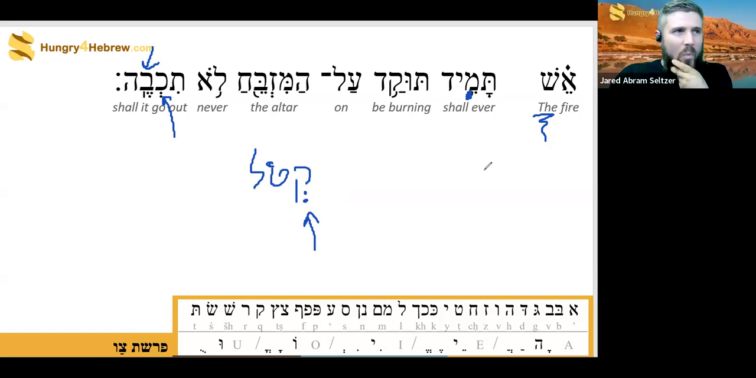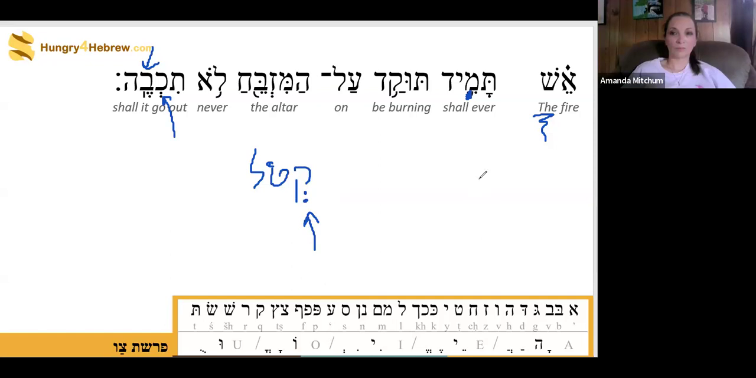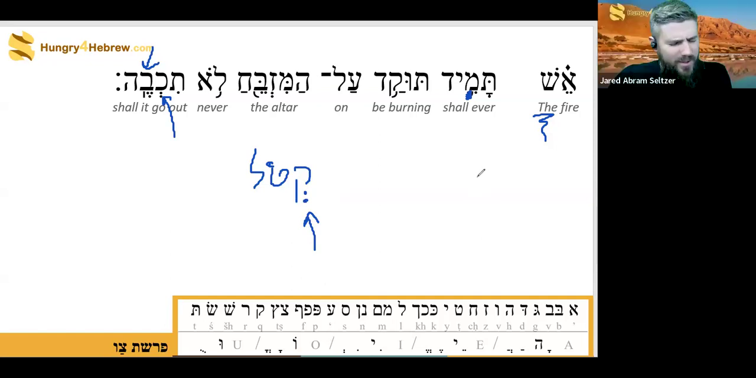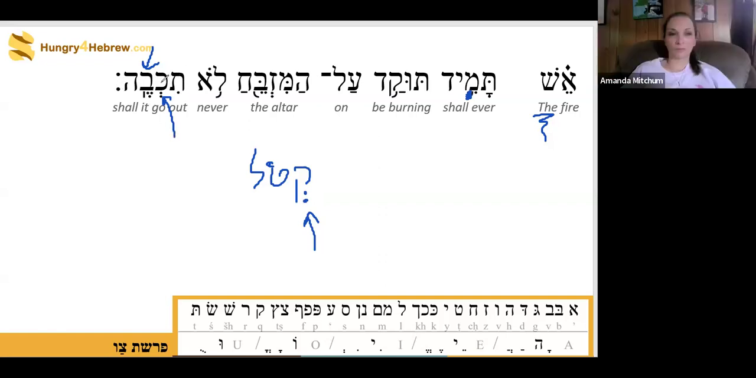And what I'm trying to get at here is that there is the usual liturgical tradition, but there is a Hebrew tradition in the Ashkenazi dialect to pronounce the shvas. So instead of tichbe, it would actually be tichve, tichve.